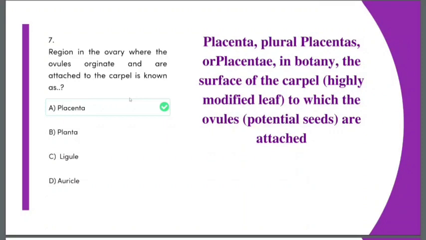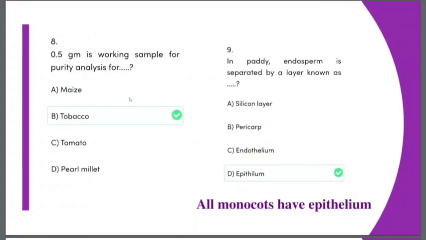Seventh question is, region in the ovary where the ovules originate and are attached to the carpel is known as placenta. It's an easy question and we all know that placenta is the structure from which the ovules are attached. Eighth question is, 0.5 gram is working sample for purity analysis of? Answer is tobacco. So it's a factual question and you have to learn it.